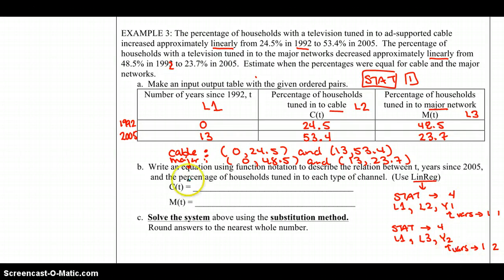On the output screen for the first one, when we did L1, L2, and Y1, we should see y equals 2.223x, which we're going to replace with a t, plus 24.5. And for the major network data, we get negative 1.908t plus 48.5.